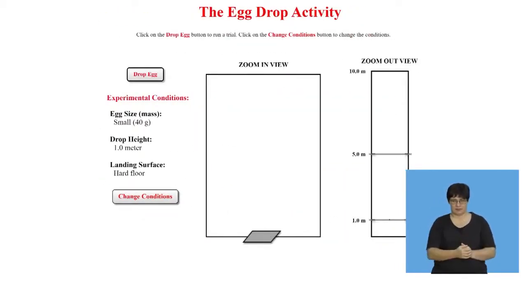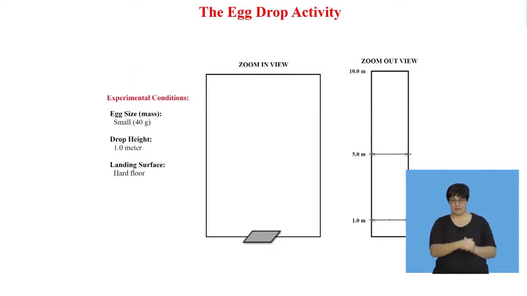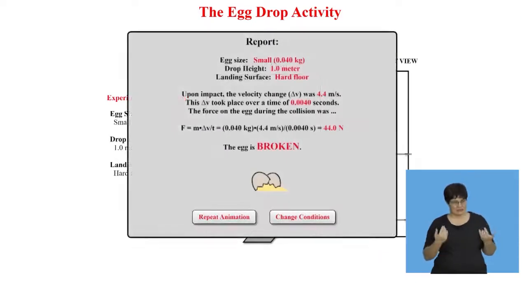Here are my conditions. I've got an egg of 40 grams. It's dropping 1 meter onto a hard floor. We're concerned with the zoom in view, the big block. So let's watch what happens. We drop the egg. It's coming. There we go. And it's exactly what we expected. The egg broke.